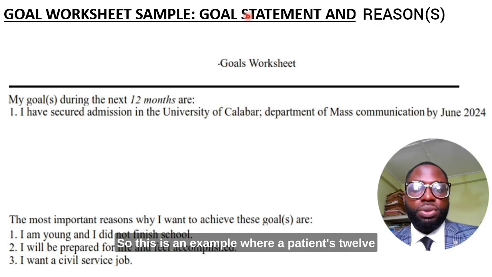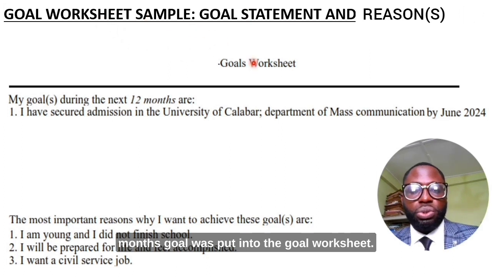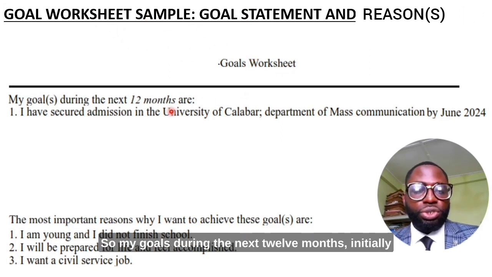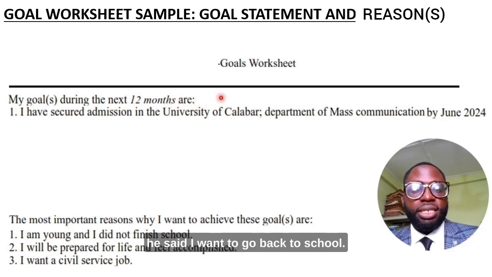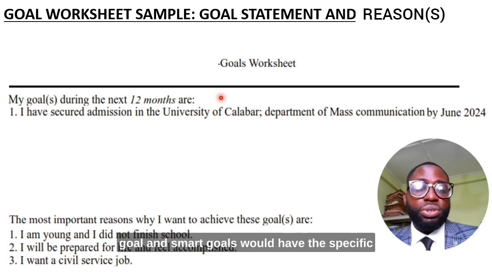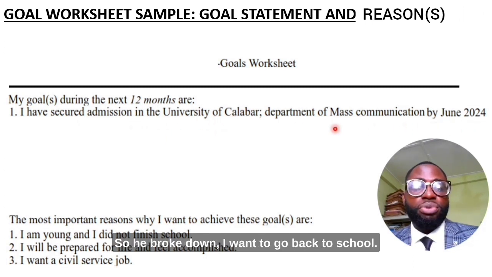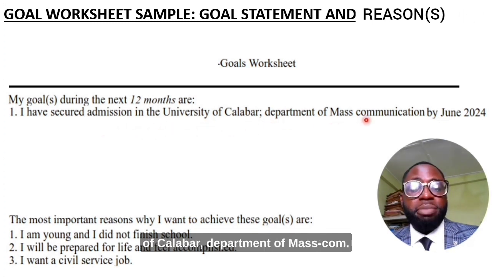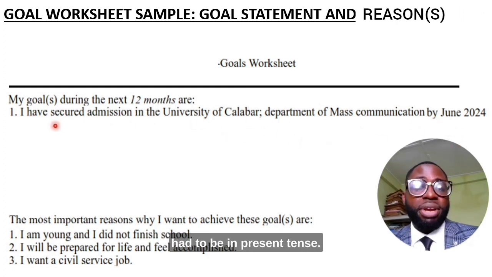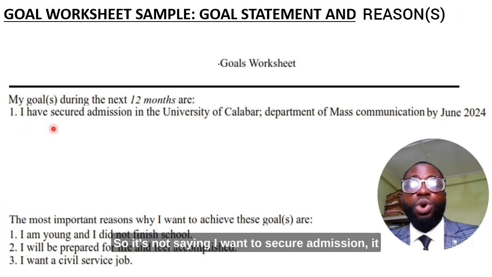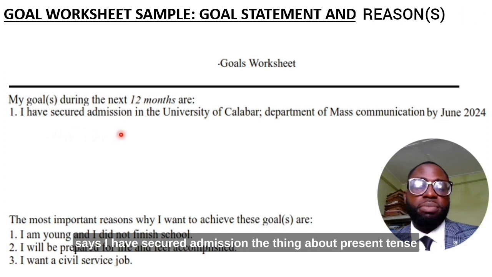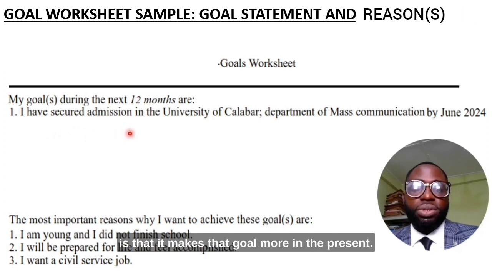So this is an example where a patient's 12 months goal was put into the goal worksheet. So my goals during the next 12 months. Initially, he said, I want to go back to school. So this was now converted into a SMART goal, and SMART goals would have the specific component and then the time-bound component. So he broke down school to University of Calabar, Department of Mass Comm. That's the specific component and the time-bound component. And the third part is that it had to be in present tense. So he's not saying I want to secure admission. It says I have secured admission. The thing about present tense is that it makes that goal more in the present.